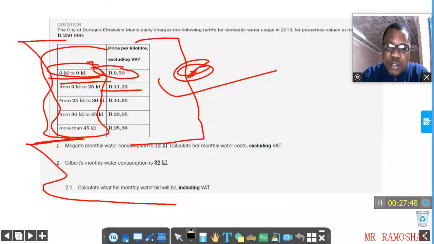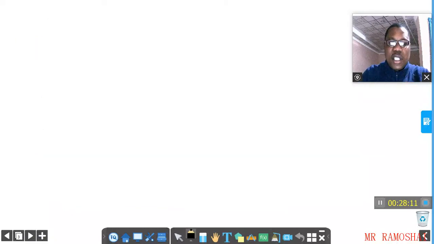Megan's monthly water consumption is 12 kiloliters. Calculate her monthly water cost excluding VAT. Right, if you look, these prices already exclude VAT. So there is no way that you're going to calculate this amount and after that try to remove the VAT. Are we clear? So the VAT amount is not included here, so don't remove the VAT. This is how you're going to do it.